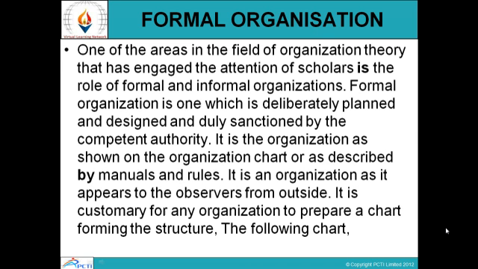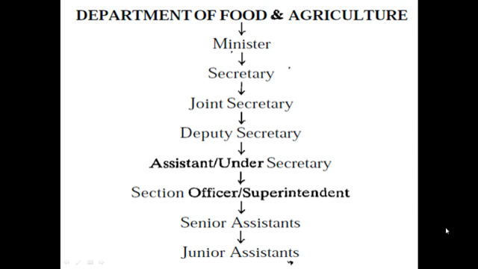So it is an organization as it appears to be observed from the outside, and it is customary for an organization. So this is what exactly a chart is. We will take the example of the Department of Food and Agriculture. So this structure we are seeing, they have a straight line structure. So this structure was basically stating the formal organization. What exactly is the formal organization?